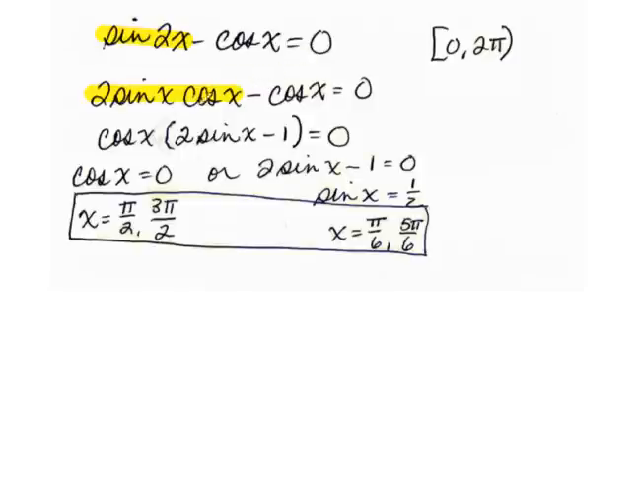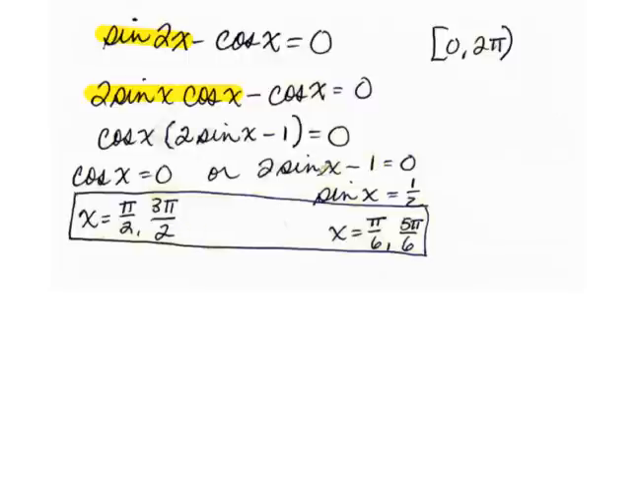I have like terms. Cosine of x is my GCF. Well, not like terms. I have a greatest common factor. So I factor out cosine of x, and in parentheses, I'm left with 2 sine of x minus 1. I can then set each factor equal to 0 and solve. When cosine of x is 0, that happens at pi over 2 and 3 pi over 2.